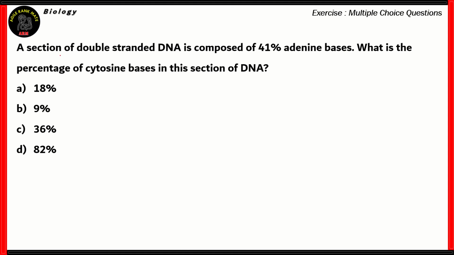Next question. A section of double-stranded DNA is composed of 41% adenine bases. What is the percentage of cytosine bases in this section of DNA? Well, how do we solve this question? If you look at the structure of DNA, DNA is composed of nitrogenous bases, sugar, as well as a phosphate.